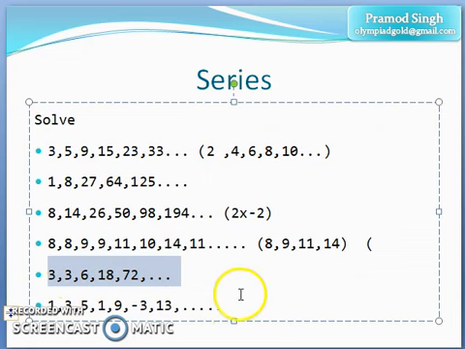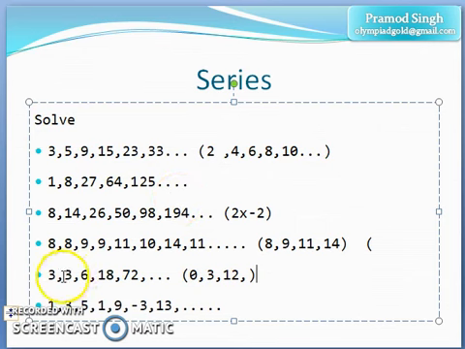Now let's talk about this one. 3, 3, 6, 18 and 72. The difference here is first 0, then the difference is 3, then difference is 12. Oh my god, and then a huge number. No, it cannot be a simple geometric series.